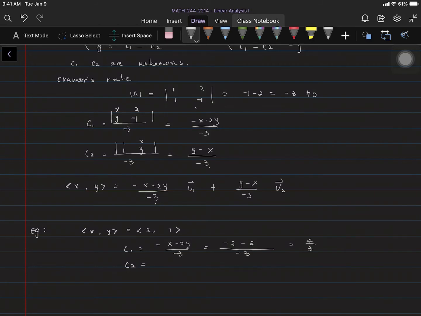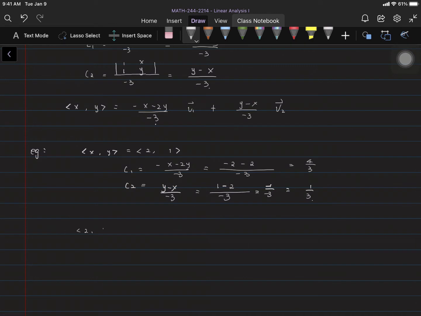Simplify, right? And the c2, same thing, plug in. What is c2? Y minus x over -3, so plug in. Y is 1, x is 2, and -3. Because when x, y equals 2, 1, that means x is 2, y is 1. We just plug in, and this is -1 over -3, so it should be positive 1/3. So you can see for the vector 2, 1, this equals 4/3 v1 plus 1/3 v2. Right? So actually we can change x, y into other vectors. For any vector, we can always find the c1, c2 corresponding to the given x and y. So it can always be expressed by v1, v2.